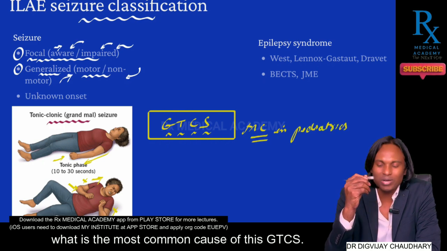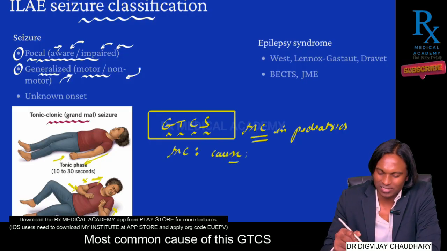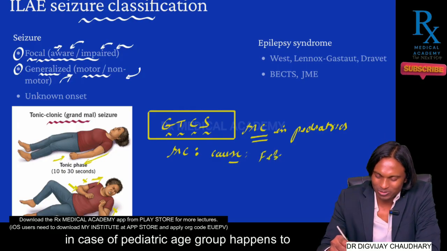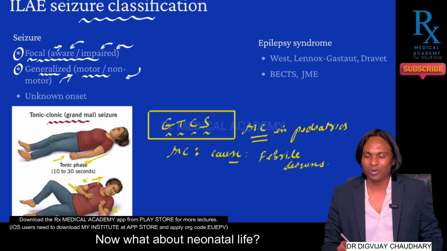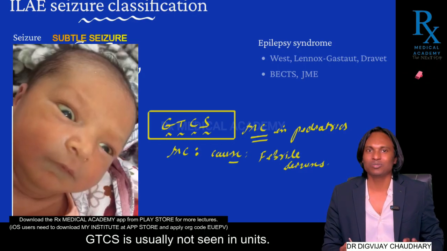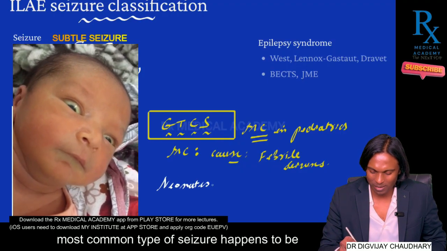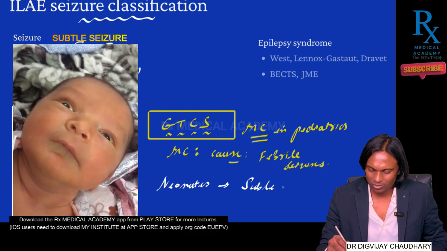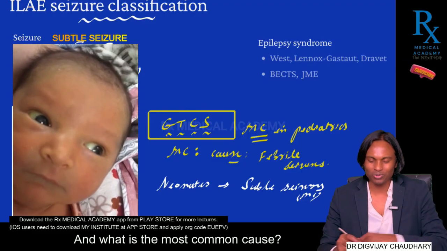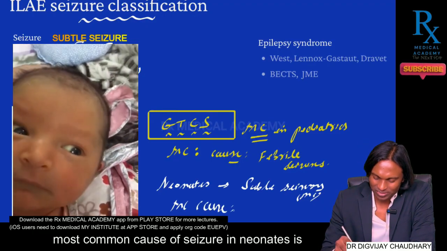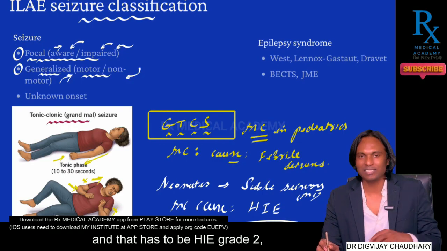Now try to appreciate what is the most common cause of this GTCS. Most common cause of this GTCS in the pediatric age group happens to be your febrile seizure, also known as febrile convulsions. Now, what about neonatal life? GTCS is usually not seen in neonates. In neonates, the most common type of seizure happens to be your subtle seizure. So subtle seizures are commonest in neonatal life. And what is the most common cause? Most common cause of seizure in neonates is your hypoxic ischemic encephalopathy, and that has to be HIE grade 2.